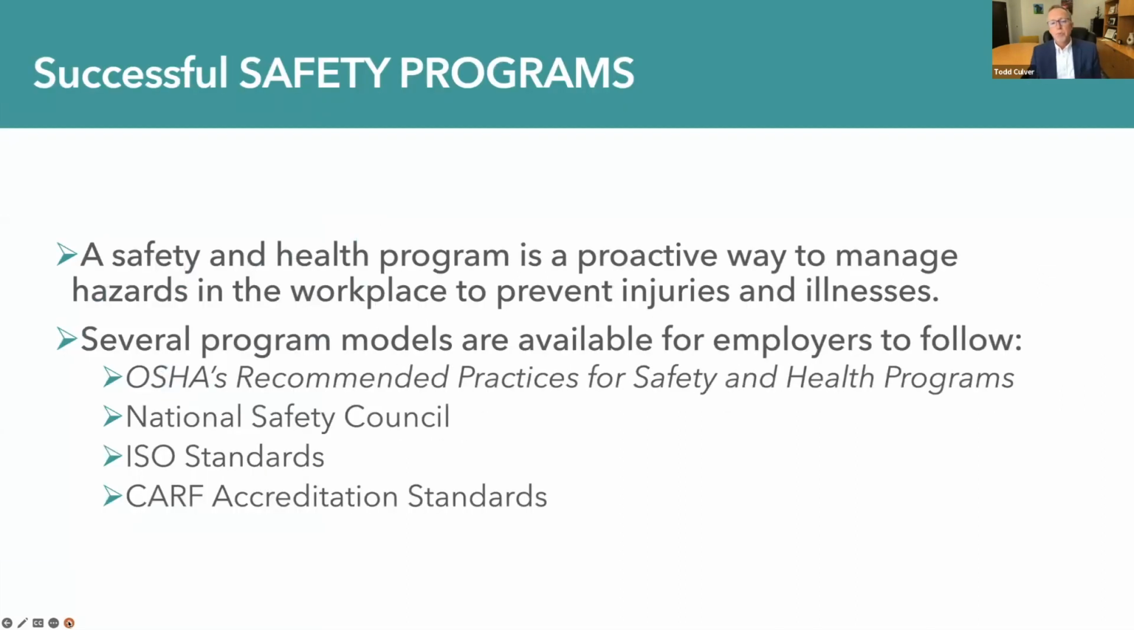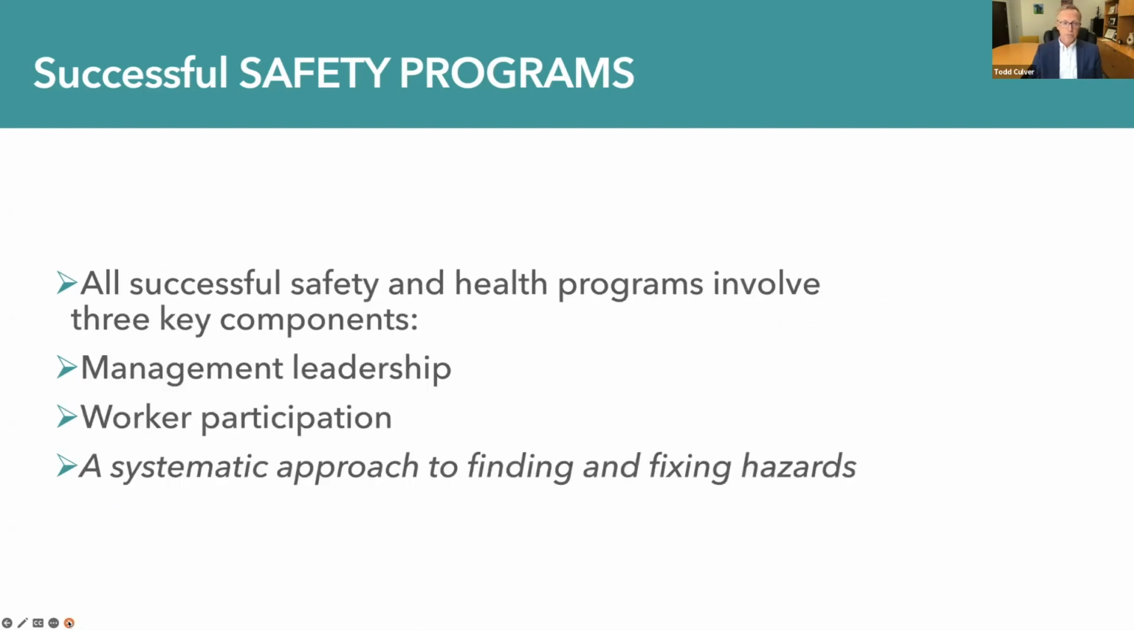As we've discussed in previous episodes of this series, a safety and health program is a proactive way to manage hazards in the workplace to prevent injuries and illnesses. Several program models are available for employers to follow that can lead to successful safety programs. We have covered in detail in a previous session OSHA's recommended practices for safety and health programs. There are excellent resources available through the National Safety Council, through ISO standards, as well as CARF accreditation standards.